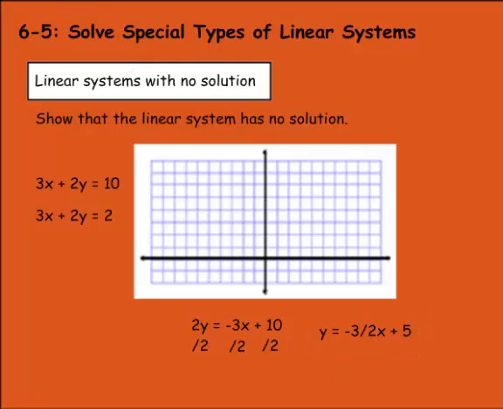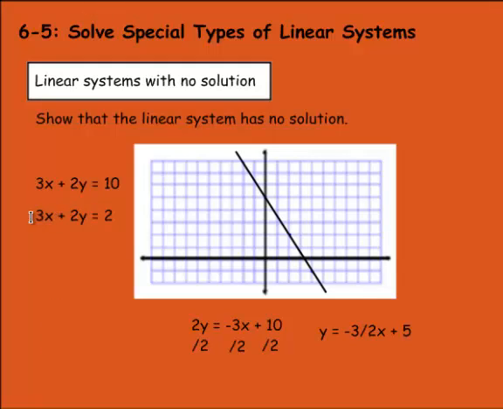So if we plot this one out, we go to the y-intercept of 5. Then we fall 3 and run 2. So run 2, down 3, run 2, down 3. And then using those points, we could plot out a line. So there we are. Now the second one, we have 3x plus 2y equals 2.